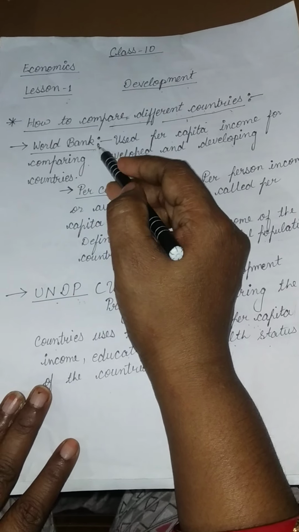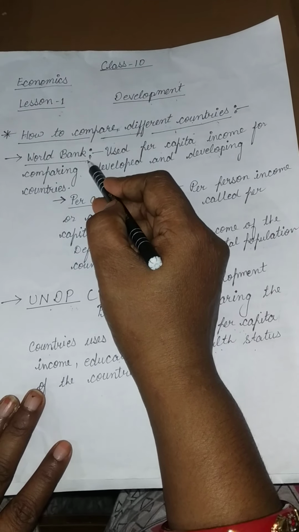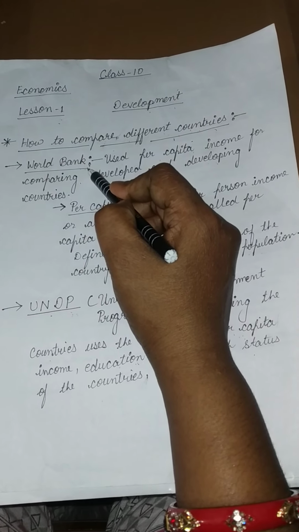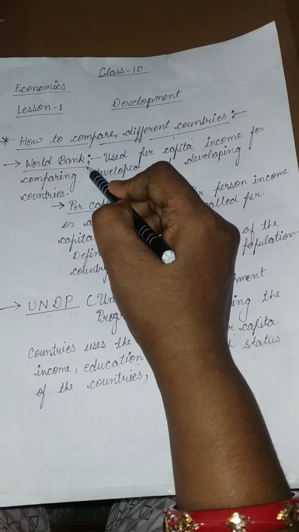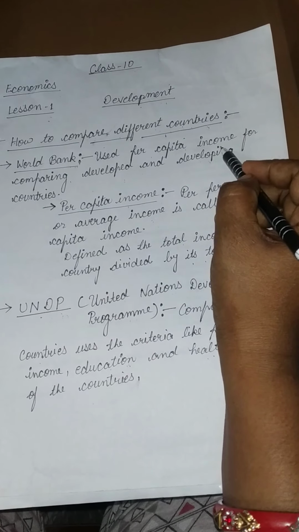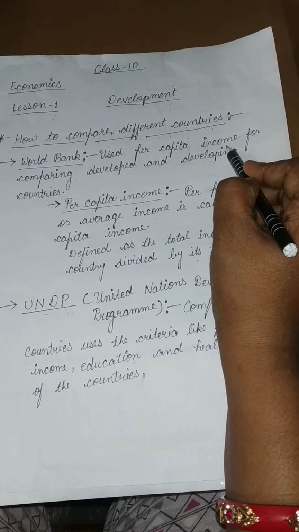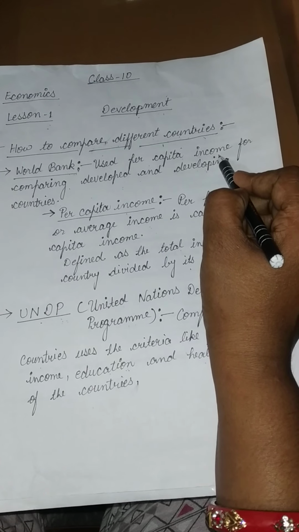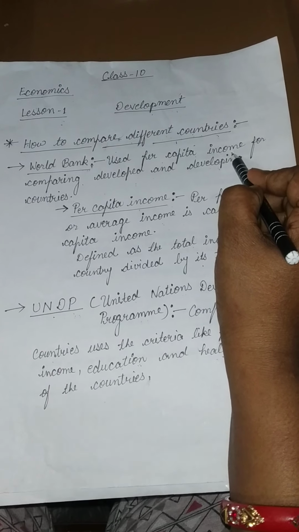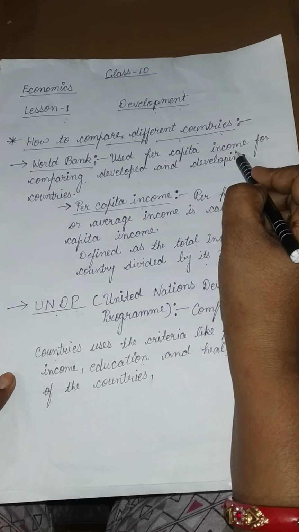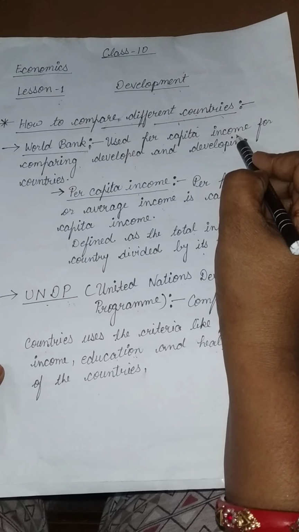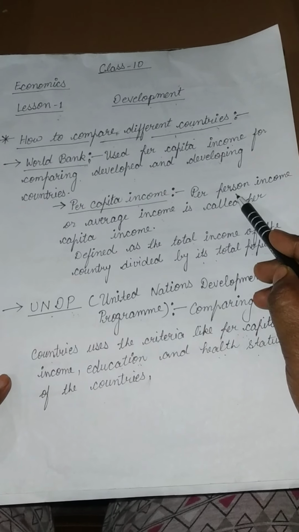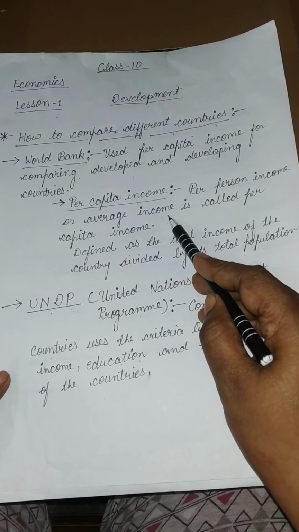When the World Bank measures the condition of different countries, it uses only per capita income, which is also called the average income of a country. Now you will think, what is called per capita income? Per capita income means per person income. This is also called the average income of the country.